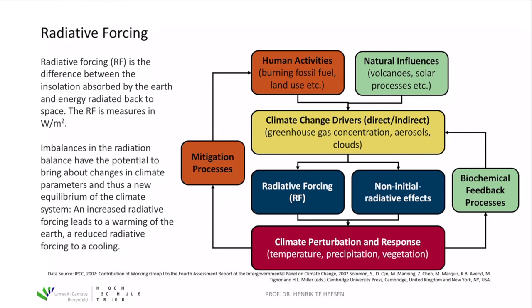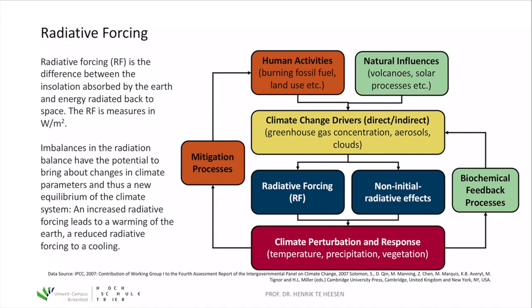And then we have direct and indirect climate change drivers: the increase of greenhouse gas concentration in the atmosphere, the concentration of aerosols, and of course the formation of clouds in the atmosphere. This gives us a radiative forcing, so an increase or decrease of additional heat radiation and a change of the energy balance. And of course, there are also non-initial radiative effects.